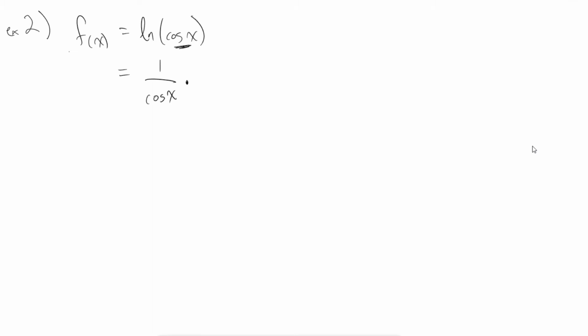multiplied, and I'll put our rule up here actually. So our rule once again is d by dx of ln u is equal to 1 over u times du dx. So we have 1 over u, and then we need to find the derivative of the inside with respect to x. The derivative of cosine x is negative sine x. So that gives me negative sine x over cosine x.